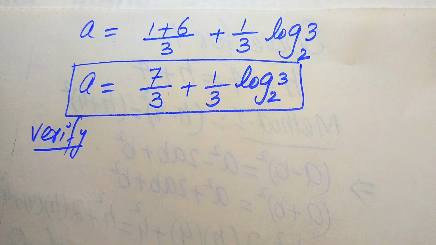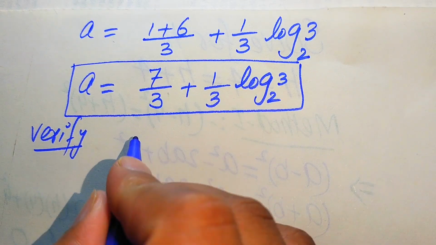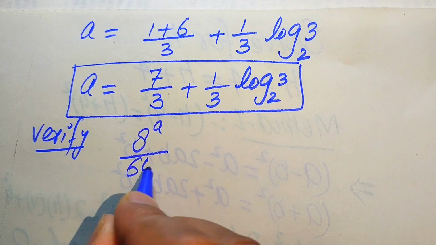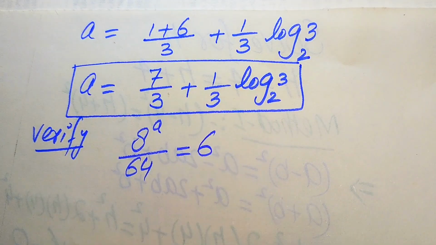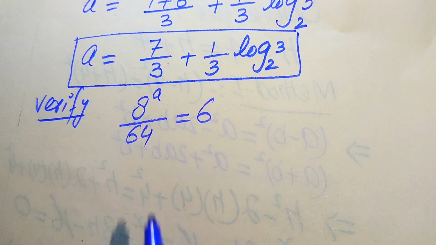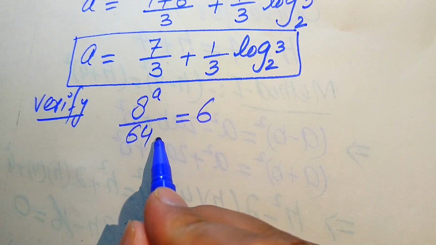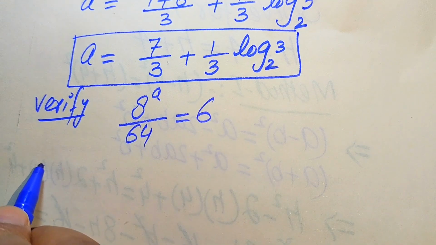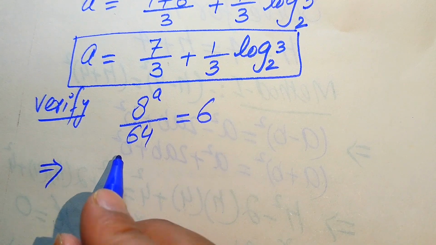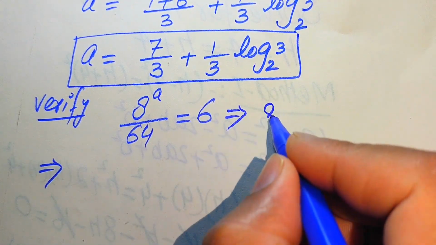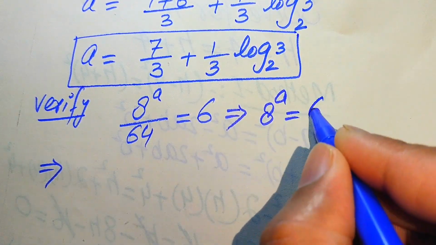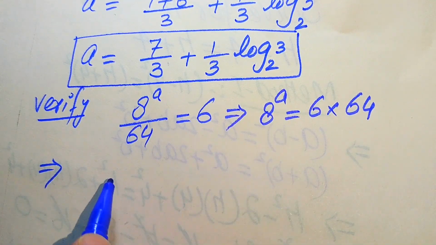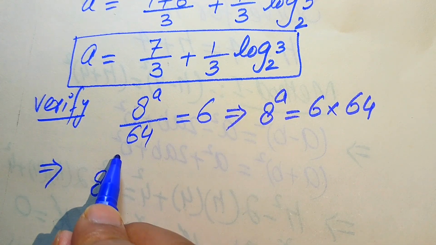So for verification of this value, first we need to copy down the given question statement. Here it is 8 to the power of a divided by 64 is equal to 6. So here we substitute the above value of a, and we move the 64 to the right hand side. We first rewrite this equation as 8 to the power of a is equal to 6 multiplied by 64, and now we put this value of a here, and it becomes 8 to the power of a.